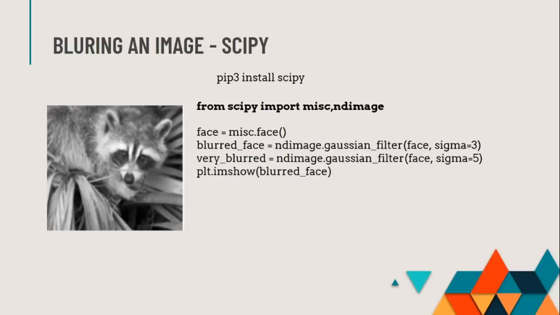Then if you go for blurring an image, here we have used SciPy. We have used pip install, the same procedure for installing SciPy. Then from scipy we have imported misc and ndimage, and we have included misc.face, and we have applied a Gaussian filter with the help of SciPy, using ndimage.gaussian_filter. So we have shown that blurred or filtered image. Here we have used the Gaussian filter, so this will be helpful for blurring an image with the help of SciPy.